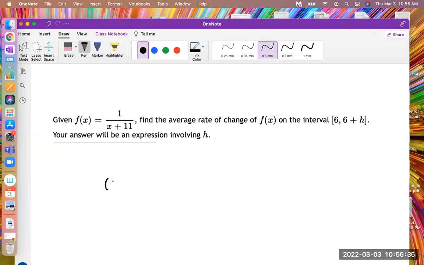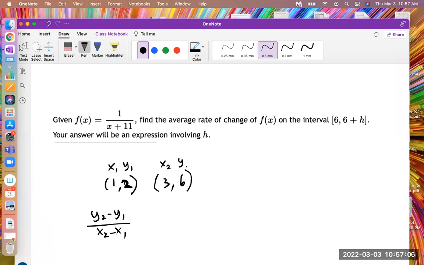Recall that if I have 2 points, like my first point is (1, 2) and my second point is (3, 6), and I want to find the slope between those 2 points, then I use the slope formula, which is y2 minus y1 over x2 minus x1. I can call this my first point, and that's my second point. Then I plug in the y2, which is 6, the y1 would be 2, x2 would be 3, and x1 would be 1. Then we calculate: 6 minus 2 is 4, and 3 minus 1 is 2, and then we simplify, and our slope would be 2.